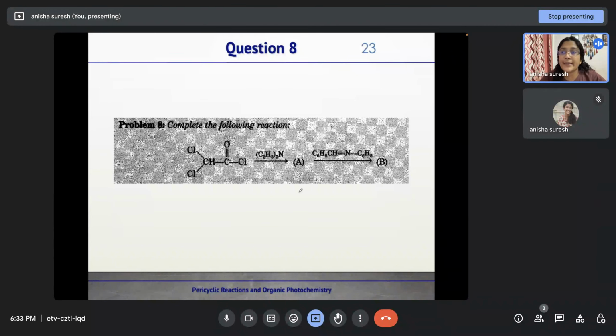Now coming to the eighth question. Complete the following reaction. So an acid chloride is given and it is treated with triethylamine. We get a compound A and it is treated with this alkene, nitrogen containing alkene, and we will get a compound B. So what will be the first reaction that is taking place? The first reaction that will be taking place is formation of ketene. So what will be the mechanism?